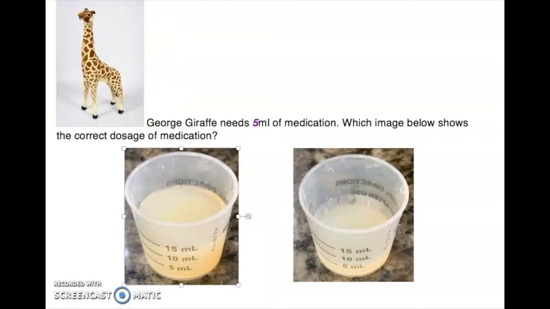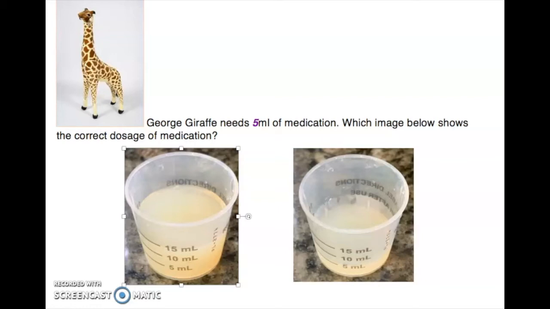Our next patient is George Giraffe. He needs 5 milliliters of medication. Which image below shows the correct dosage of medication? Look closely at the lines. There's a line at 5, a line at 10, and a line at 15 on both.